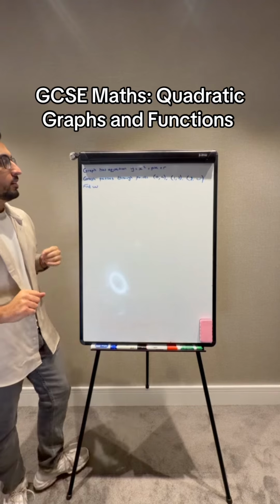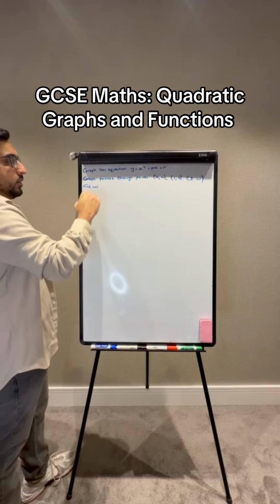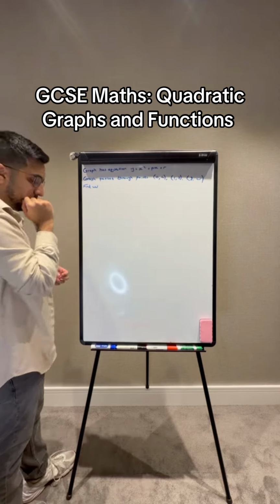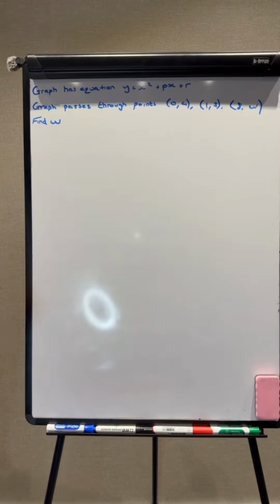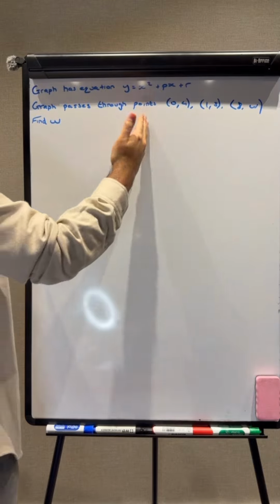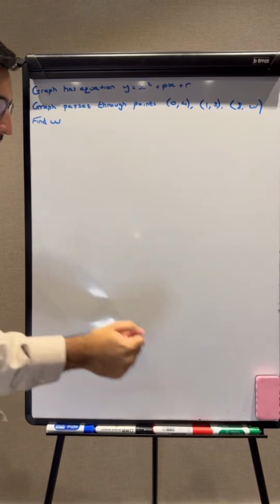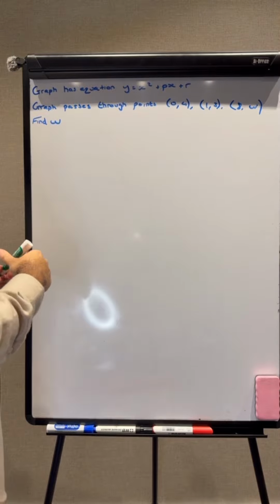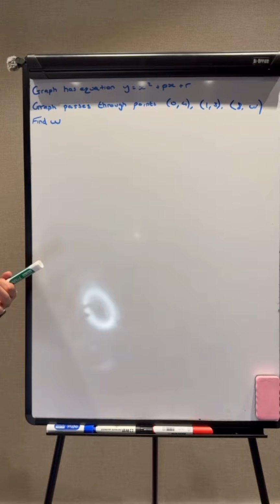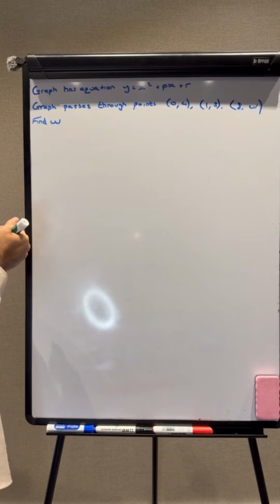GCSE question. We have a quadratic graph and we are given the points it passes through and we want to find W. And this question is actually extremely nice because if you follow this question coordinate by coordinate by coordinate, you will just get to the answer. And you'll see why in a second. We have this equation and we need to find P and R, right? Obviously, because without P and R, W is a bit useless.